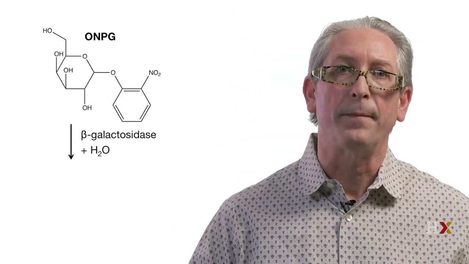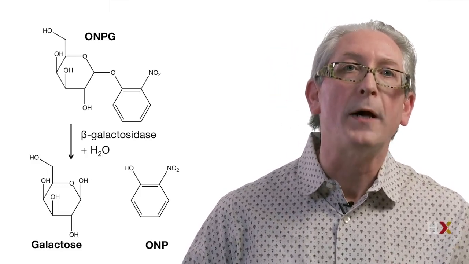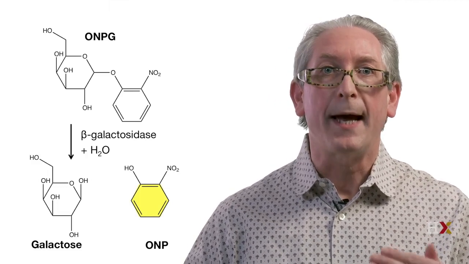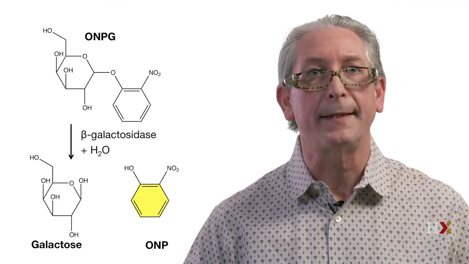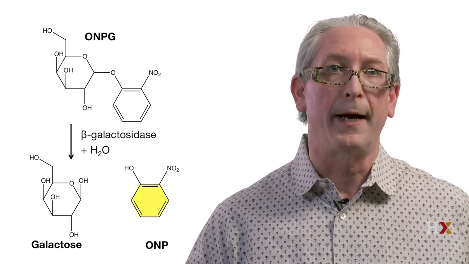So now that we know how to define the velocity, we have to figure out how we can measure, for example, the production of a product over time. With beta-galactosidase, we are lucky because this enzyme catalyzes the conversion of ONPG into galactose and ONP. And while ONPG is colorless, ONP is yellow. So we can have a very simple colorimetric assay to measure the velocity of the reaction.